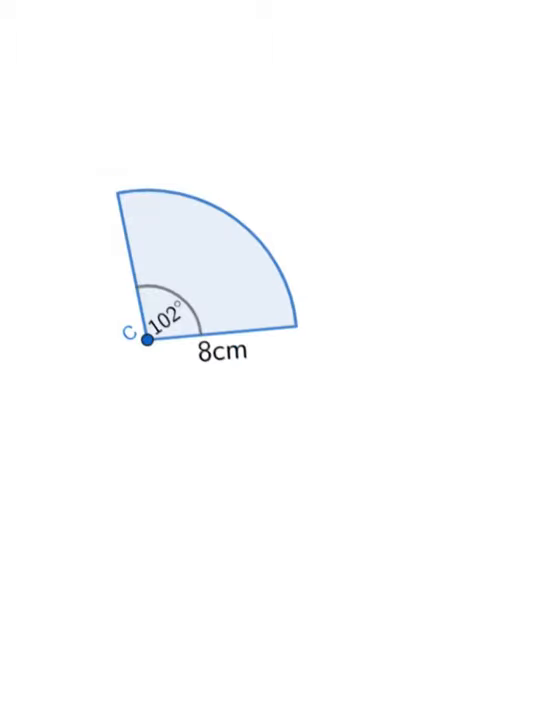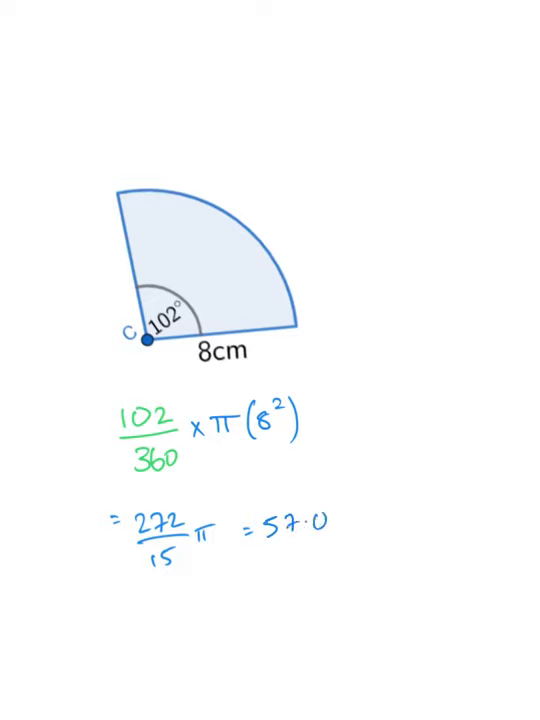So we have another one here, see if we can do the same sort of thing. I'm going to do the angle that I have over 360 multiplied by what the area of the whole circle would be, so pi times 8 squared. So that comes out as 272 over 15 pi, which is the same as 57.0 centimetres squared to 3 significant figures.